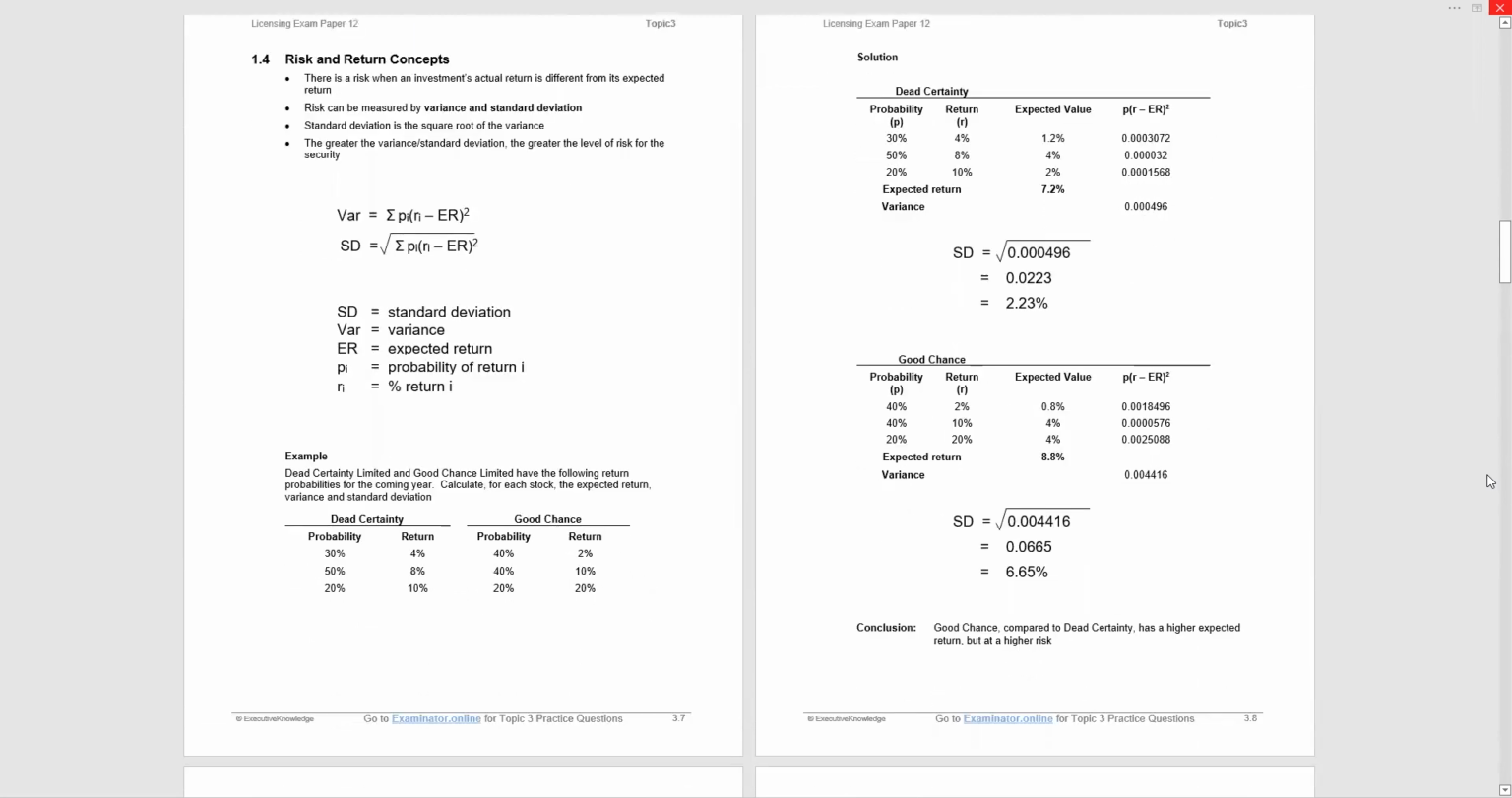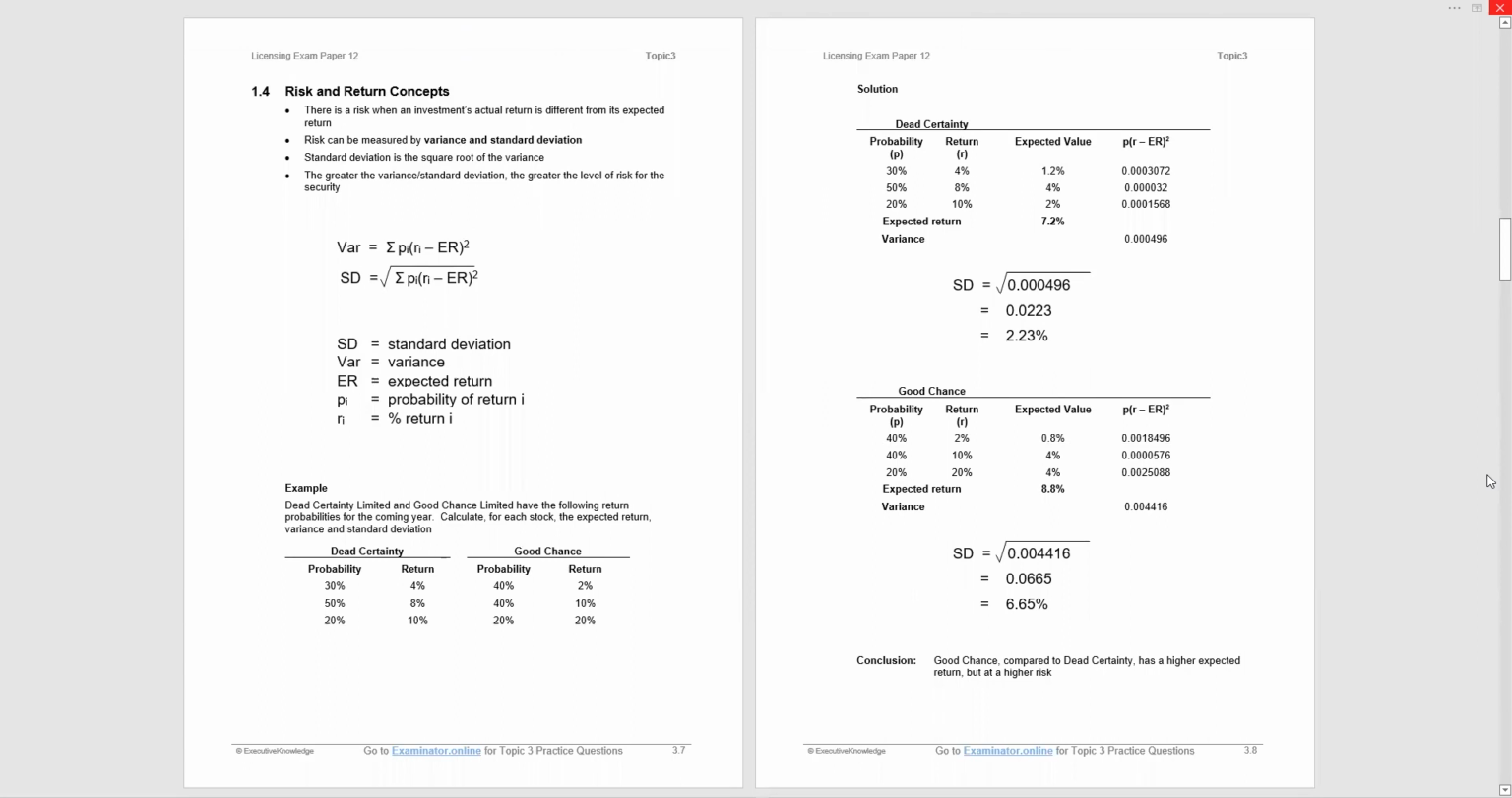Now, moving on, we're now going to look at the measure of risk. And this can be measured by variance and standard deviation. Well, one comes from the other. Standard deviation, which is the standard measure of risk, is the square root of the variance. And there is the formula. Do I need to know this for the exam? Unfortunately, yes. You may get a question asking you to calculate the standard deviation. If you did, it would only be one question.